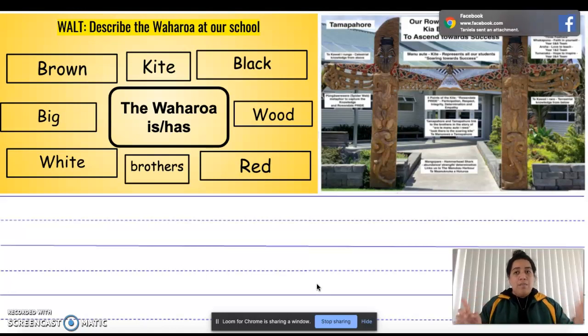So before we even begin our writing, we are going to look at our words that we've been learning in our classroom, just very briefly, very quick, just to get your brains moving and your minds remembering what our words are.